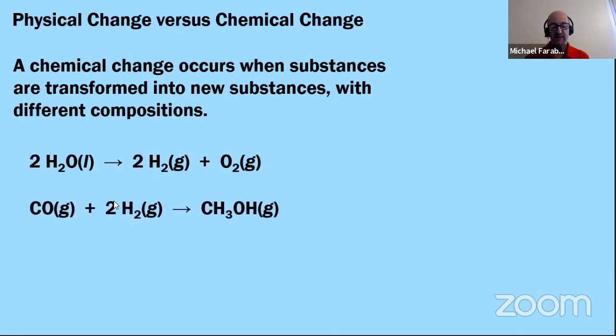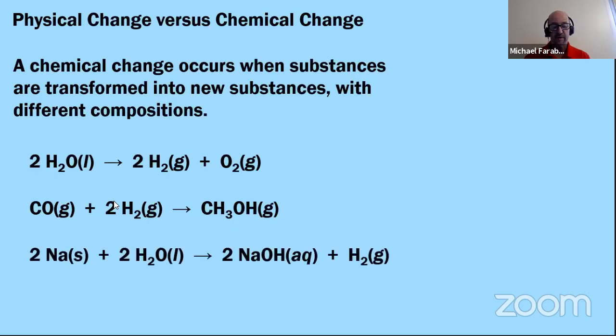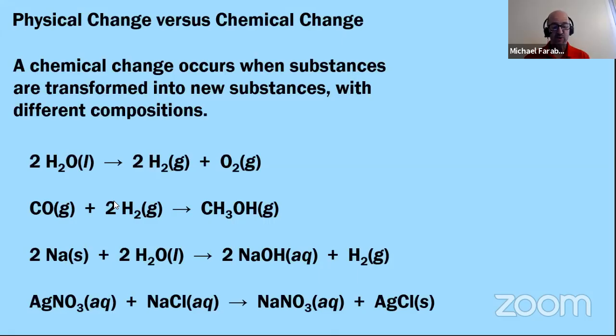Other examples might include the combination of carbon monoxide and hydrogen gas to make methanol, or the reaction of sodium metal and water to produce aqueous sodium hydroxide and hydrogen gas, or possibly a reaction between two chemicals that are aqueous, silver nitrate and sodium chloride, and we produce aqueous sodium nitrate and silver chloride. So we can have conversions of one substance to another.